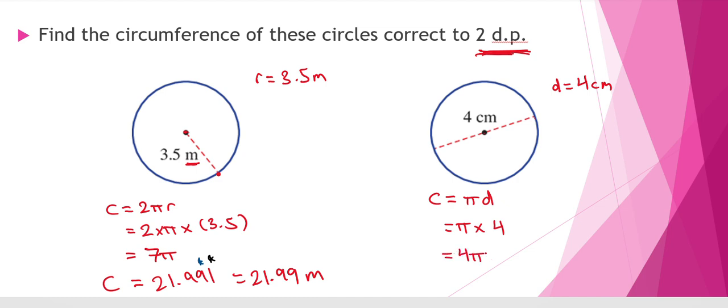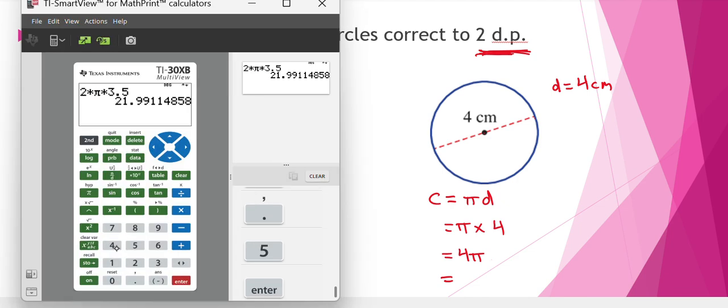This will now equal 4 pi. And if I type this in my calculator, pi times 4. Now, depending on your calculator, your answer will change. So as you can see on my calculator right now, I have the number 4 pi.